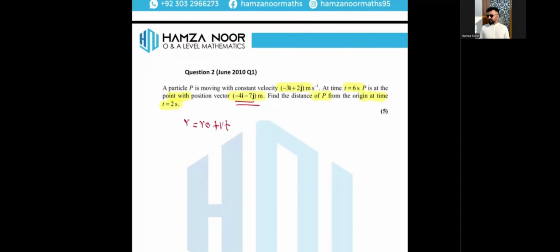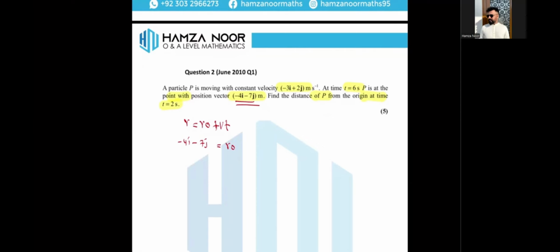First thing first, we have to make the vector equation: r equals r naught plus vt. We know the constant velocity vector, and we know the position vector of the particle when t equals 6, meaning we know the r vector, which is minus 4i minus 7j. This will equal r naught plus vt. r naught is unknown to us; it is not given in the question.